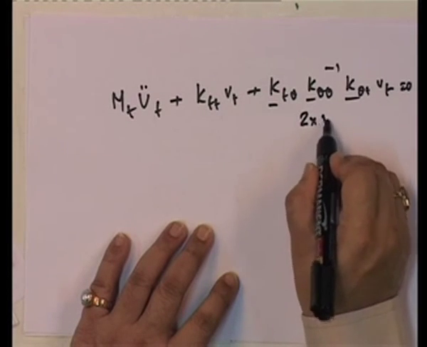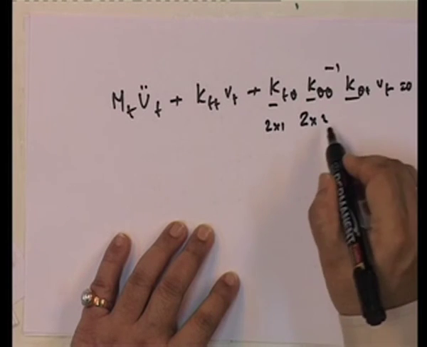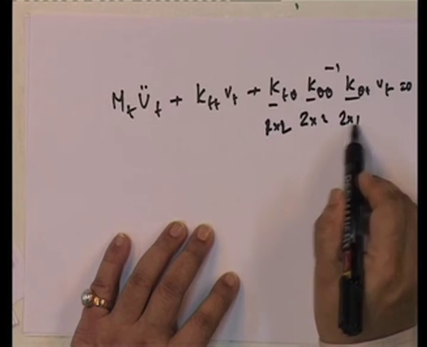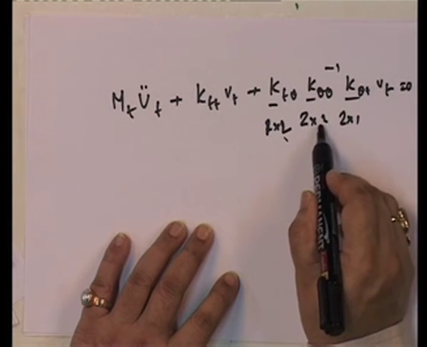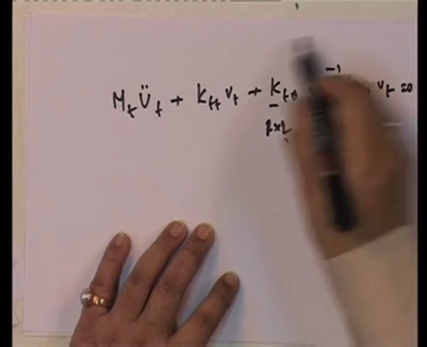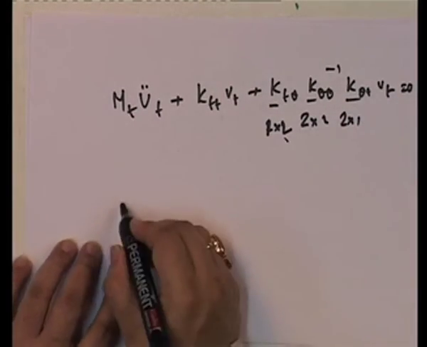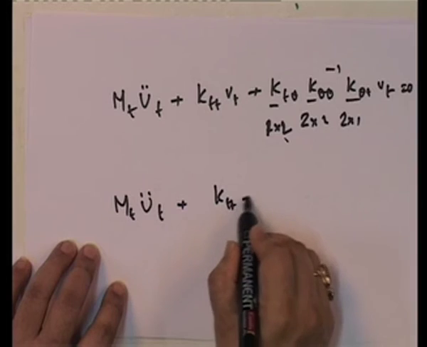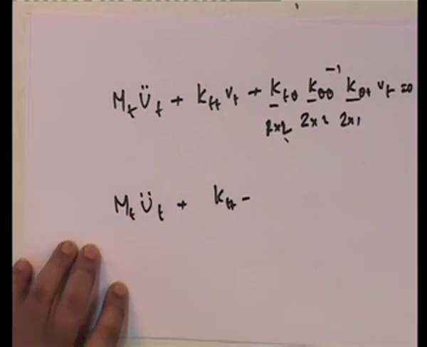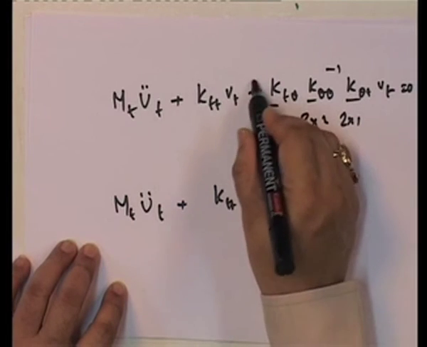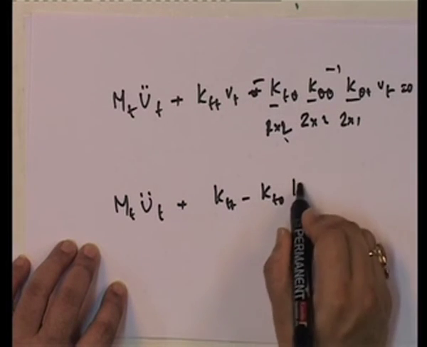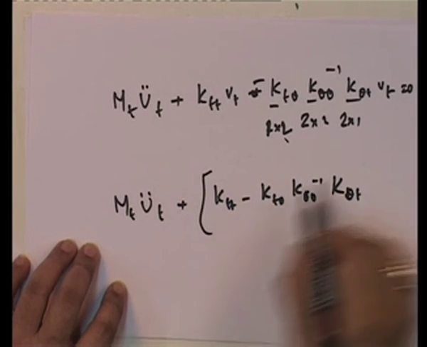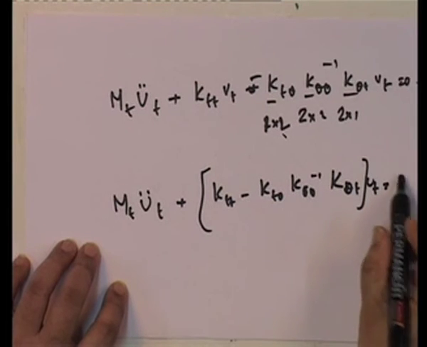Note that this is a 2 by 2, this is a 2 by 1, sorry, 1 by 2, and this is a 2 by 1. A 2 by 2 into 2 by 1 is a 2 by 1, 1 by 2 into 2 by 1 is a 1 by 1. So, this is actually a scalar. Okay. So, in other words, this equation basically becomes k t t, sorry, there is a minus here. So, this is minus k t theta, k theta theta inverse into k theta t into V t is equal to 0.